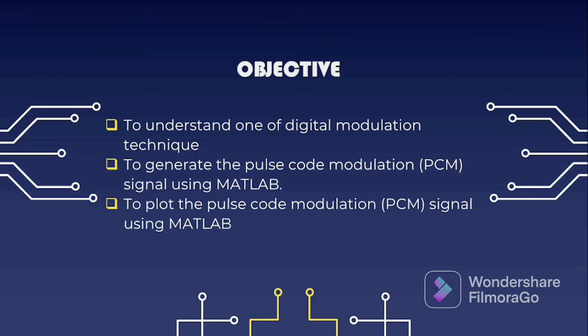The objective for this assignment is first, to understand one of the digital modulation techniques. Second, to generate the pulse code modulation using MATLAB. Lastly, to plot the pulse code modulation signal using MATLAB.